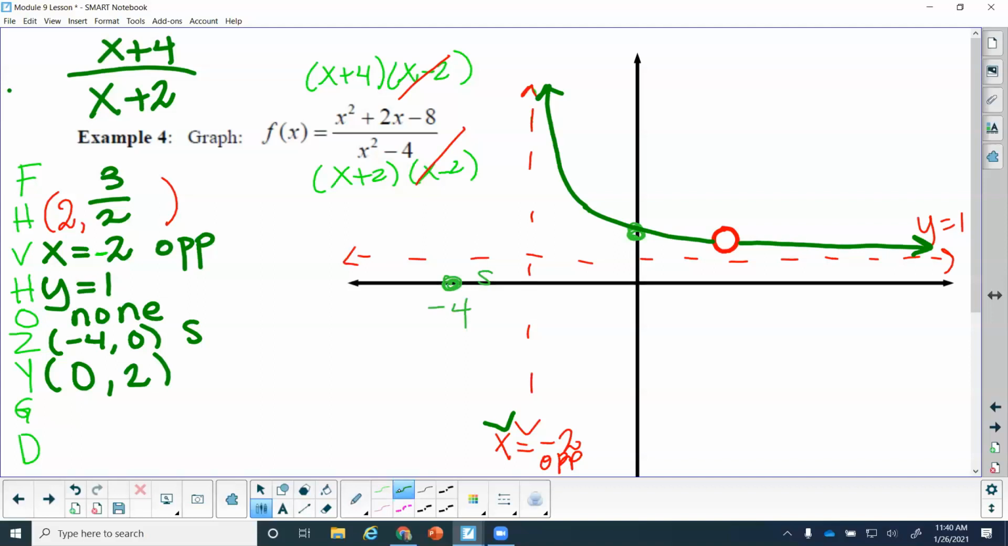So look, you got a doorway. You're going to be hugging the asymptote. You're going to cross through to the other side. Then you're going to just hover right underneath your horizontal asymptote. That's it. Do you have any questions? Are you sure?